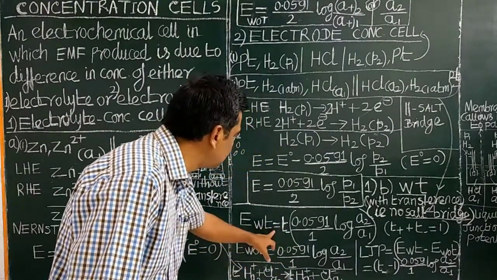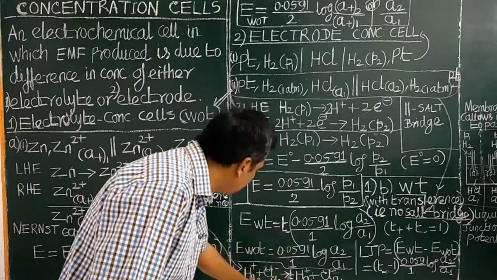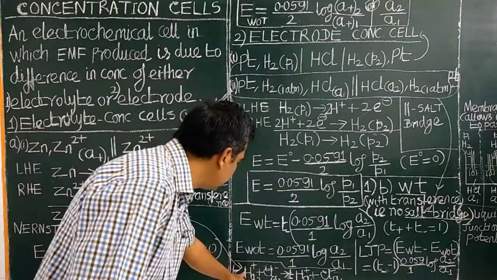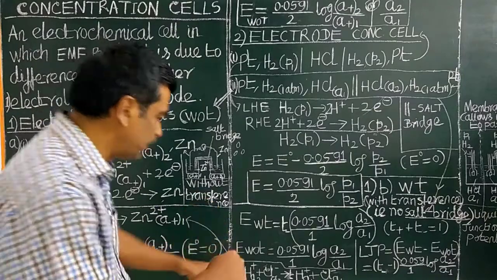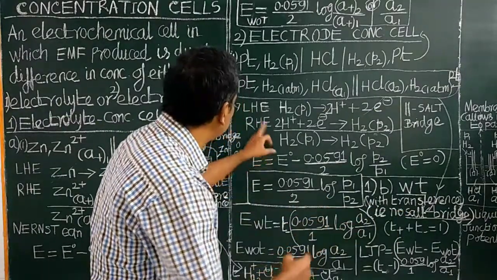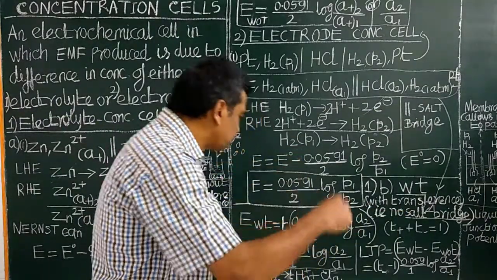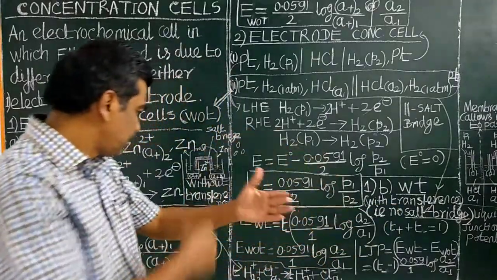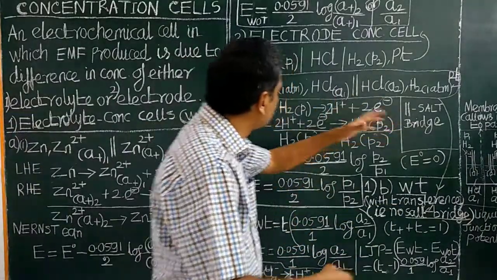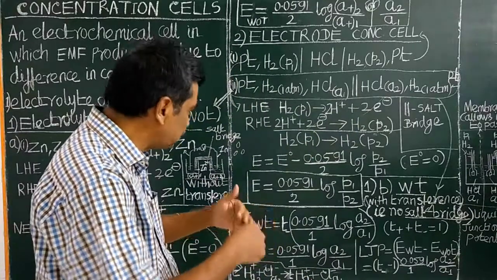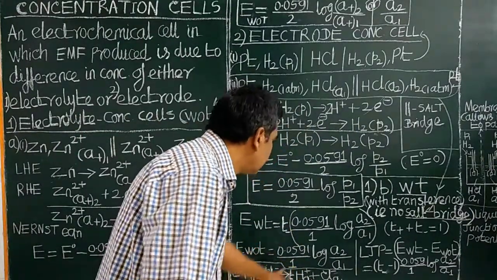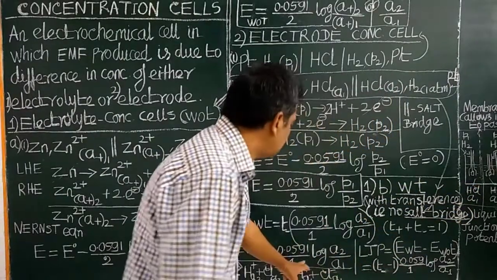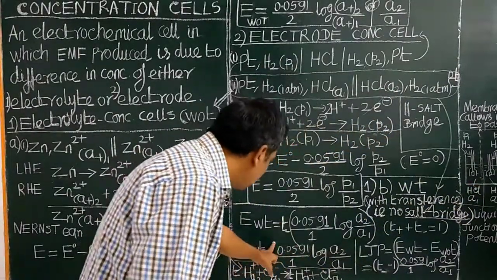Therefore, the formula used is T minus, and here the oxidation is 1 by 2 H2 gives H plus and 1 electron. In the right hand electrode, it is H plus and 1 electron. Therefore, only 1 electron is involved in this concentration cell.